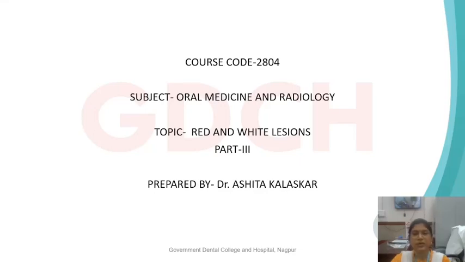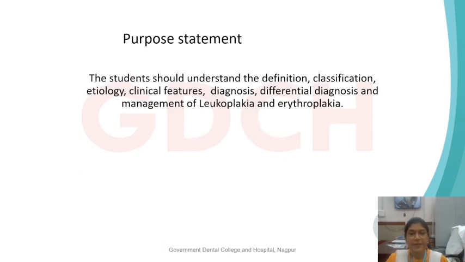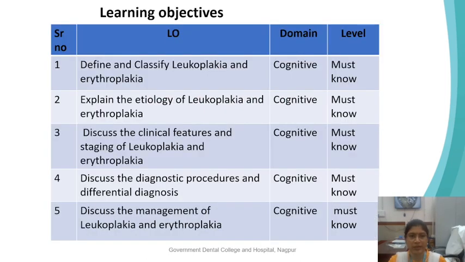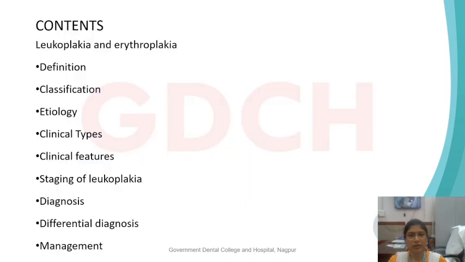So dear students, we are starting with part 3 of red and white lesions. In this, we are going to discuss the definition, classification, etiology, clinical features, diagnosis, differential diagnosis, and management of leukoplakia and erythroplakia. All of these come in the must-know category.